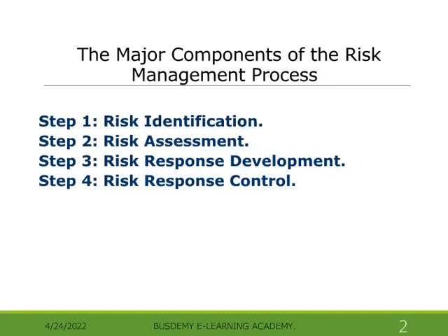The major components of the risk management process are: Step 1. Risk identification. Step 2. Risk assessment. Step 3. Risk response development. Step 4. Risk response control.